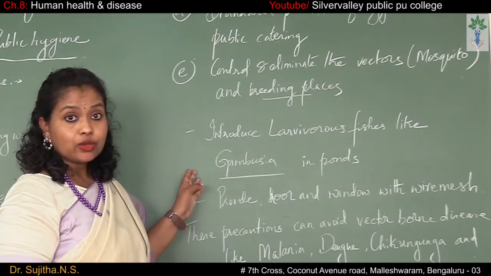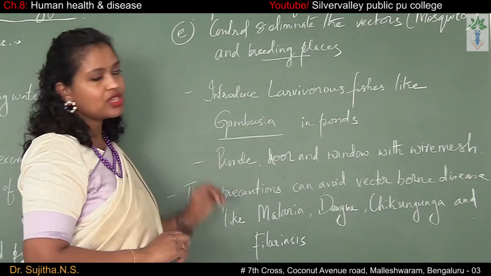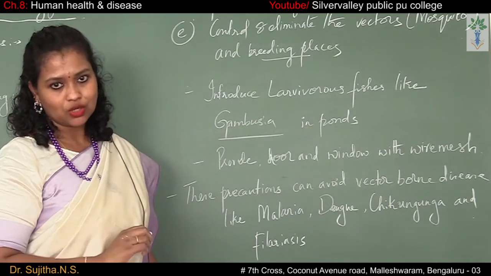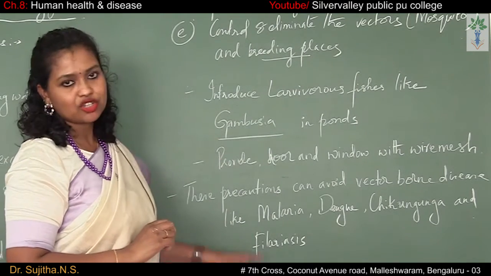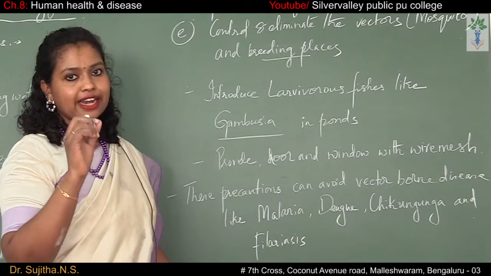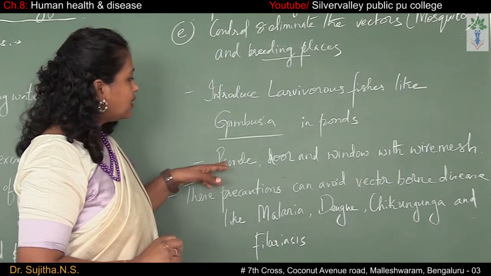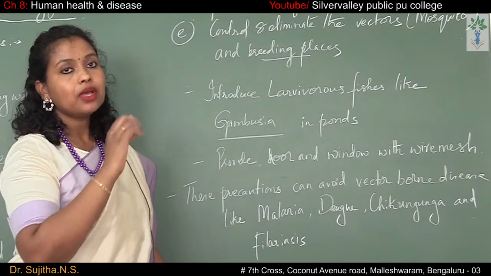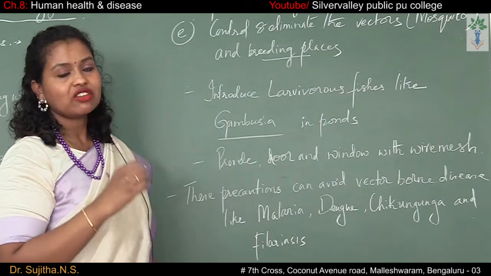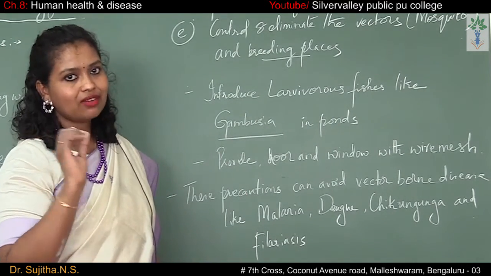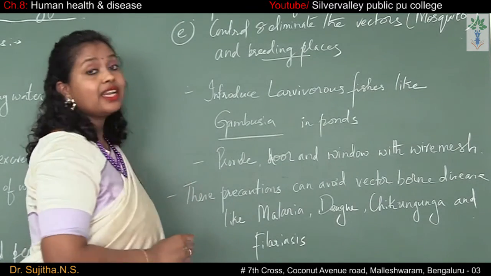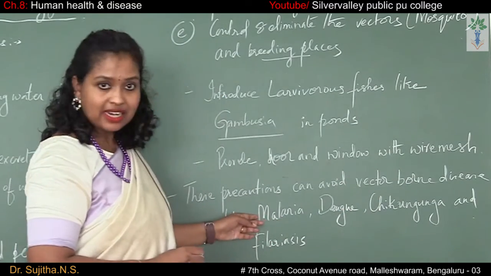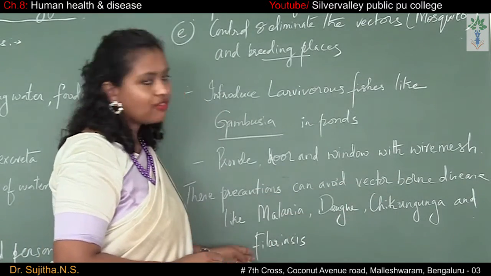And we can even introduce larvivorous fishes like Gambusia in the pond. Gambusia are fishes which feed upon the larvae of the mosquito, so introducing them can decrease the mosquito population. And we can even provide the doors and windows with wire mesh, which can avoid the entry of mosquitoes into our house. And if we maintain these precautions, we can avoid vector-borne diseases like malaria, dengue, chikungunya and filariasis.